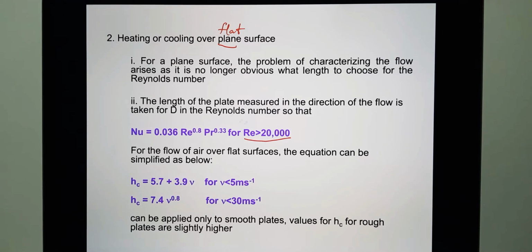So what does this statement mean? Now we are talking about a flat surface. For a flat surface, you don't have a diameter. There is no diameter.